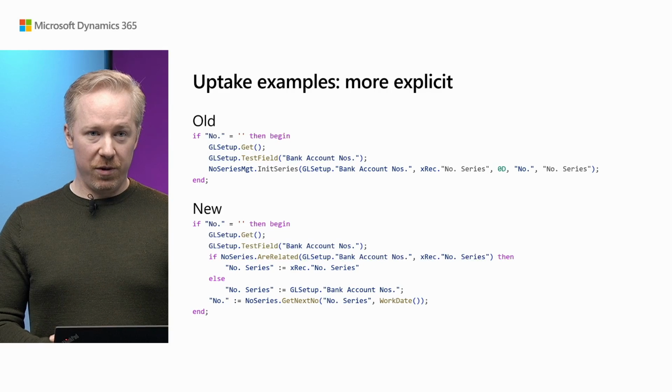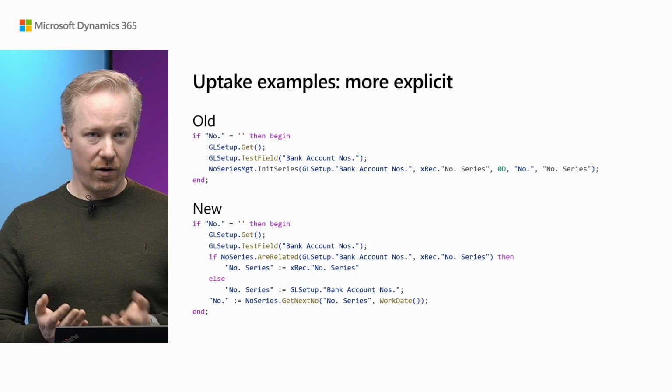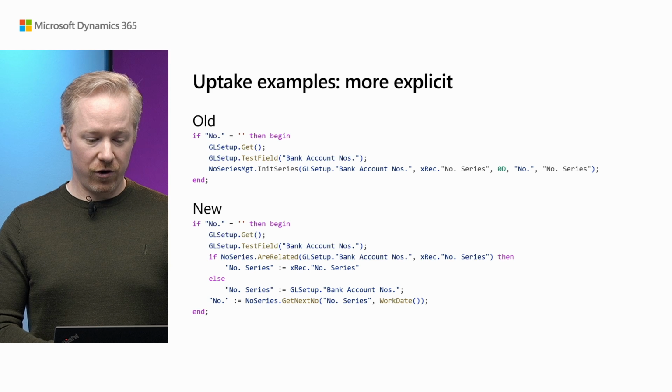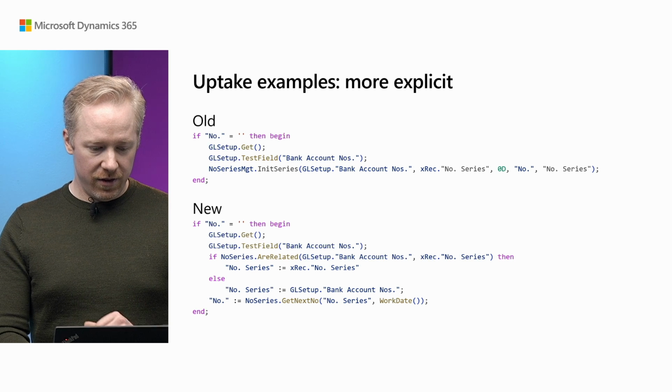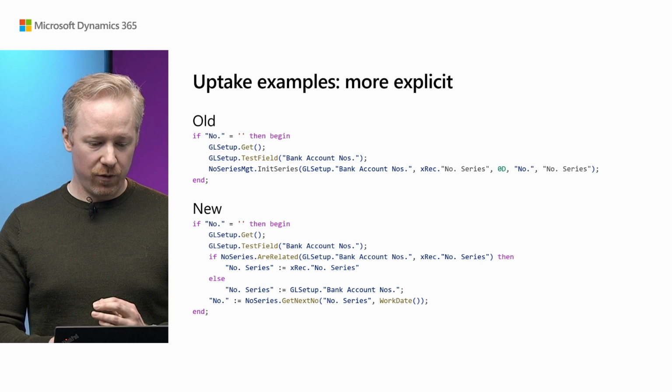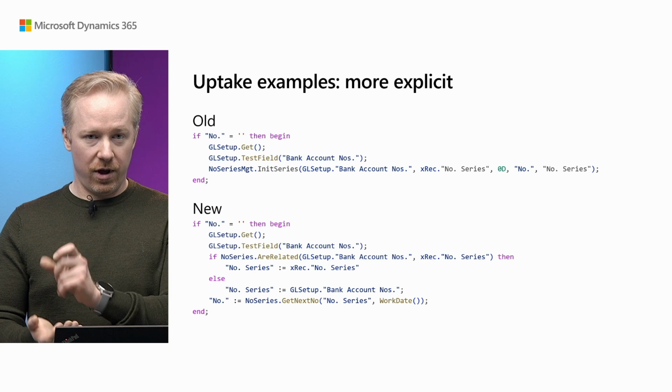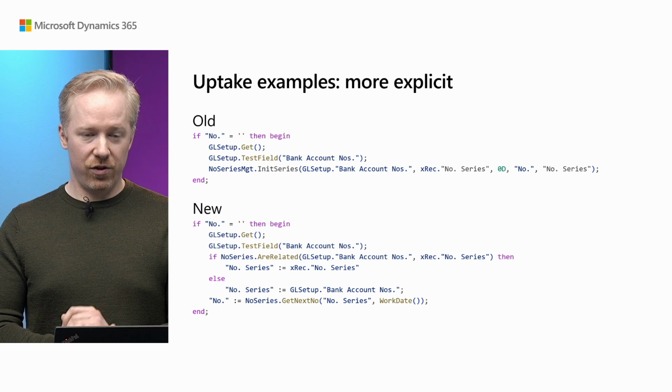Next, we have some examples where we are now more explicit. For instance, the init series function has been completely removed because it's not super clear what is going on. In this case, this is for the bank account where we actually want to first set up the number series and then get the next number.